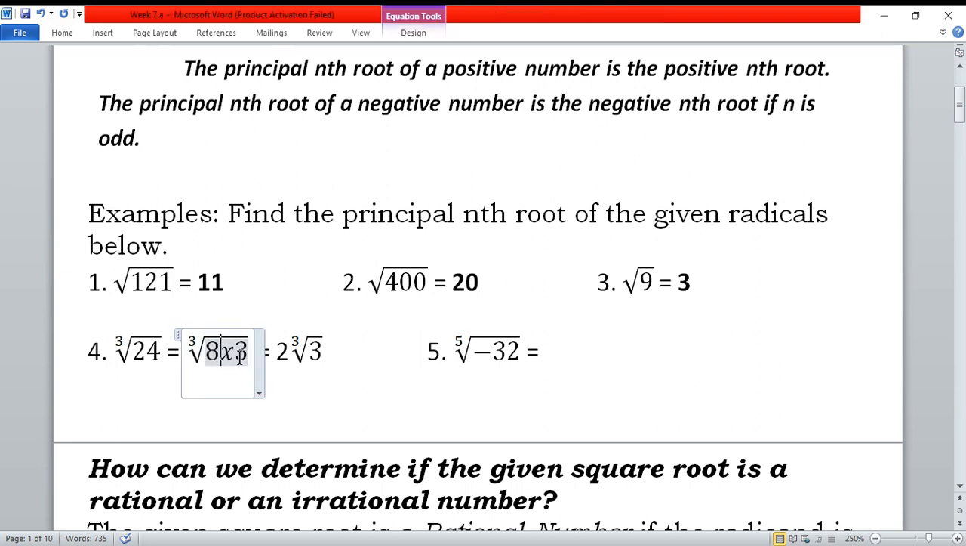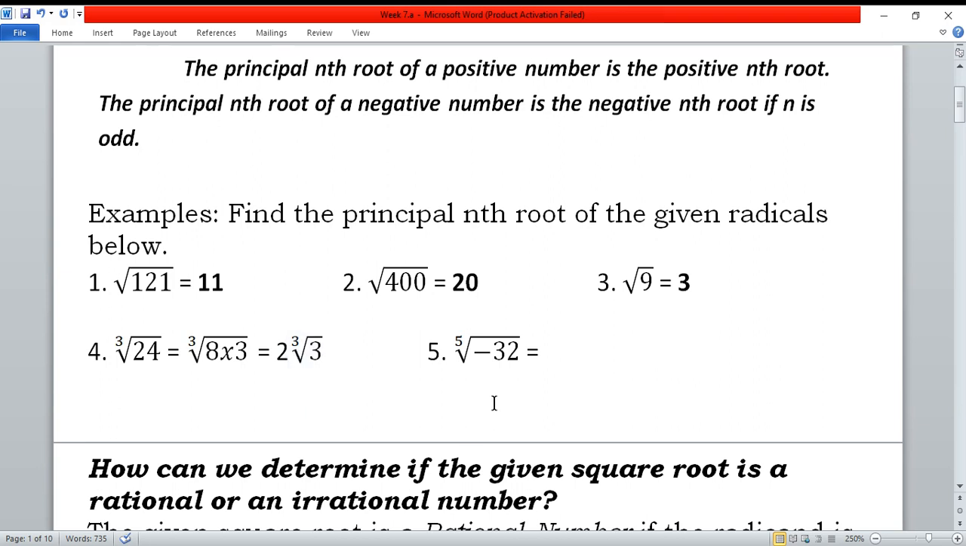Bakit natin finactor out yung 24? Kasi yung 8, makakakuha tayo ng tatlong number na magkakapareho na pag minultiply natin, ay ang sagot ay 8. Okay? So kaya yung 8 is a perfect cube, kaya nilabas natin yung 2. Okay? So andyan yung 2. Whereas yung 3 naman ay mananatiling nasa loob. Kaya ito, so that's 2 cube root of 3.